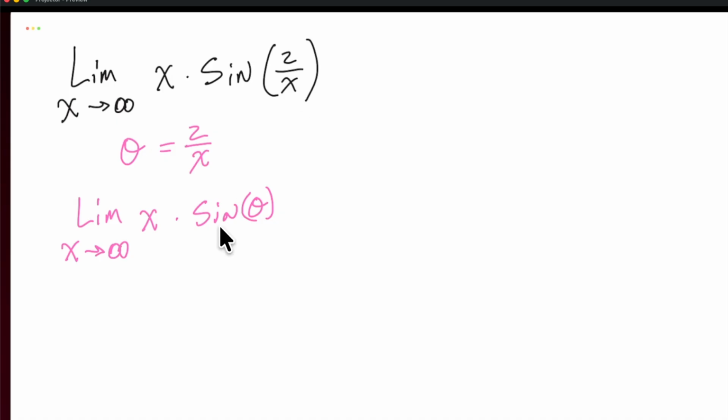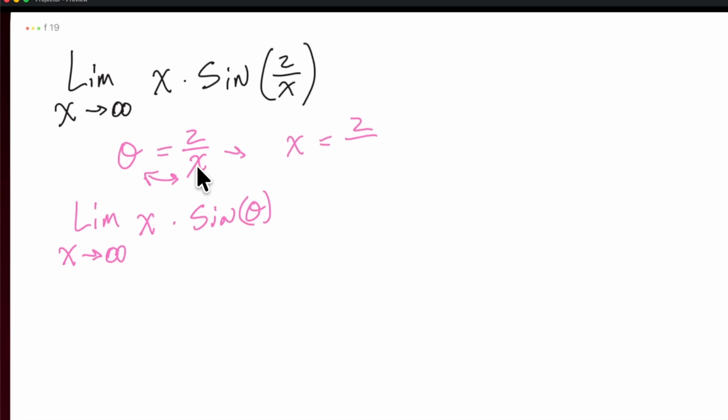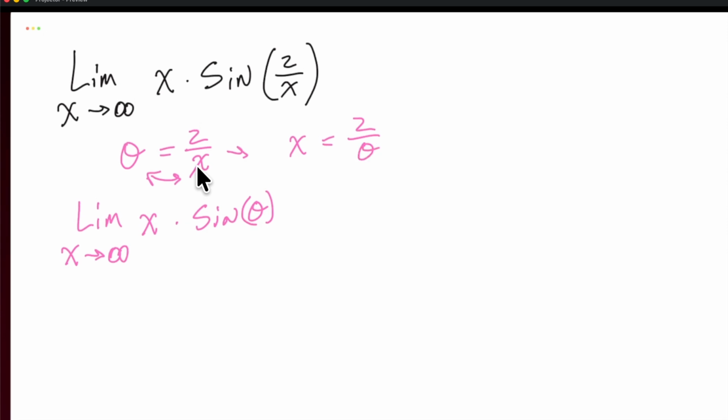Now, what about this x here? Well, we could write x in terms of theta. All we have to do here is swap the theta and the x, and we're going to have x equals 2 divided by theta. Okay, so we're going to rewrite this as the limit as x approaches infinity. Instead of x, we're going to write 2 over theta times sine of theta.